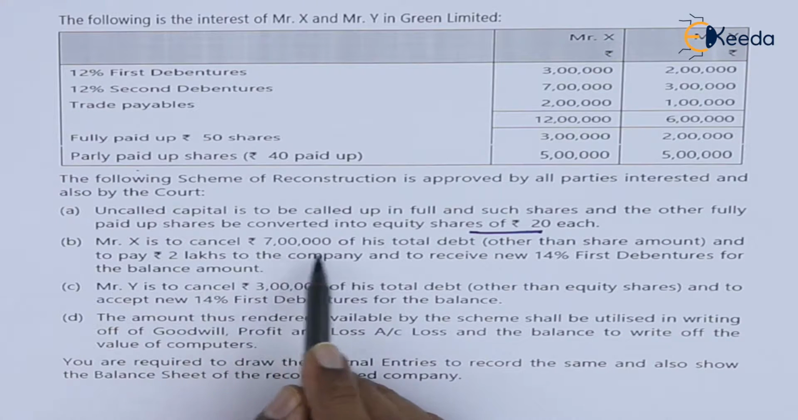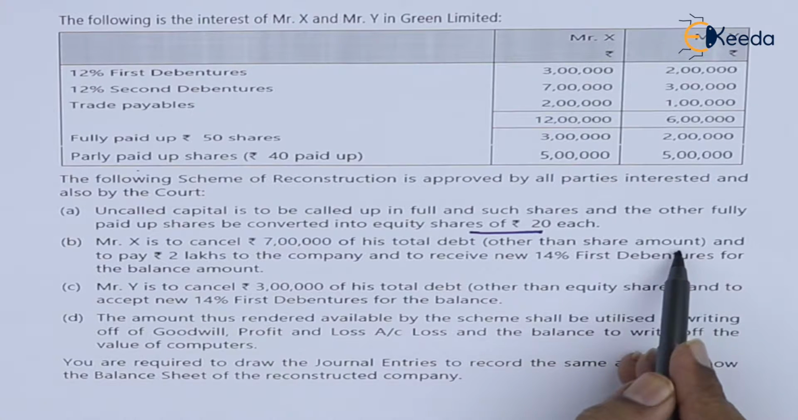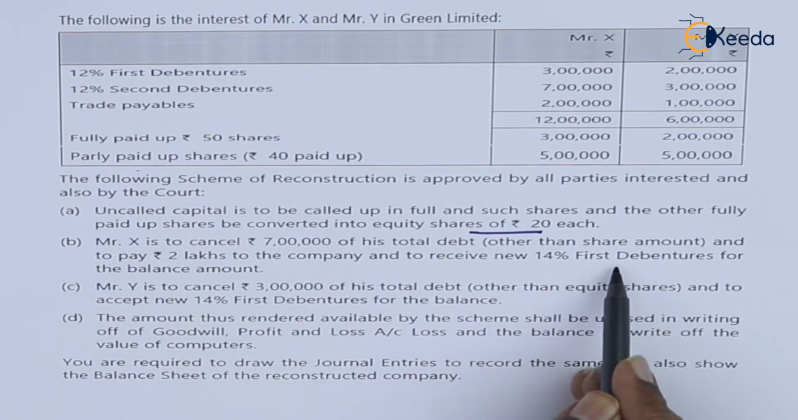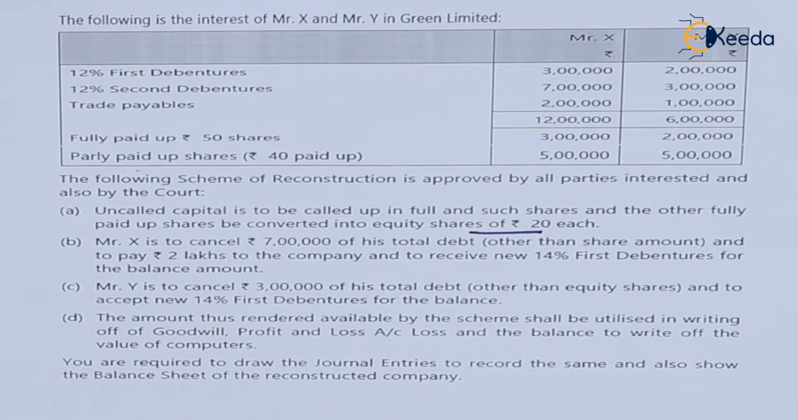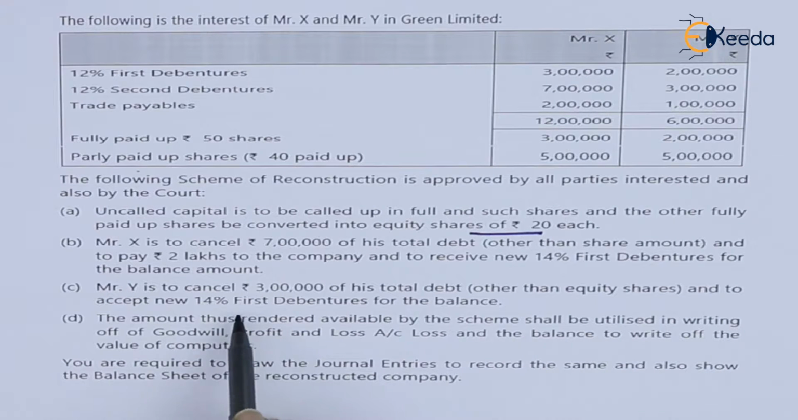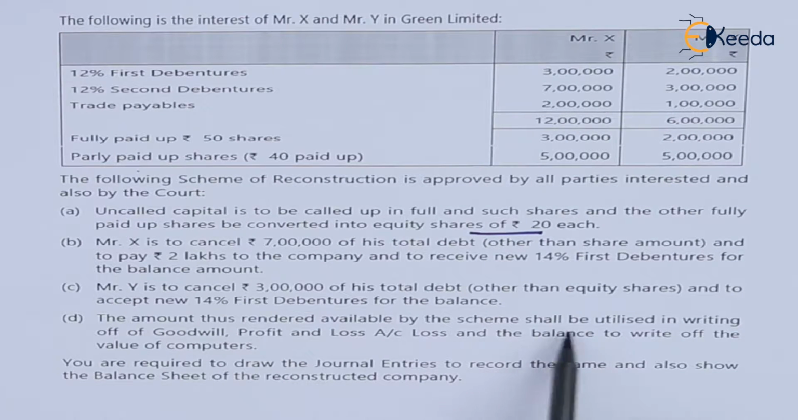Mr. X is to cancel 7 lakh of his total debt other than the shares amount and to pay rupees 2 lakhs to the company and to receive 14% first debenture for the balance amount. So Mr. X is to be settled other than shares. Next, they have given you Mr. Y is to cancel rupees 3 lakhs of his total debt other than equity shares and to accept new 14% debentures for the balance. The amount thus rendered available by the scheme shall be utilized in writing off the goodwill, profit and loss account and the balance to write off the value of the computer.